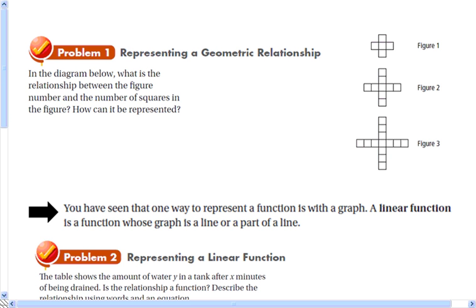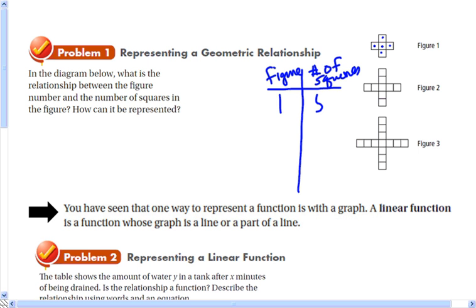All right, representing a geometric relationship. In this diagram, notice that the figures keep getting bigger, and they are getting bigger in a pattern. To help myself out, I'm going to put the figure number here and the number of squares here. In figure 1, I can count the squares. There are 5 of them. In figure 2, I can count the squares, and there are 9. In figure 3, I count the squares, and there are 13.